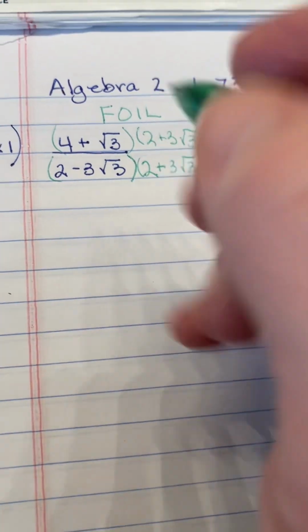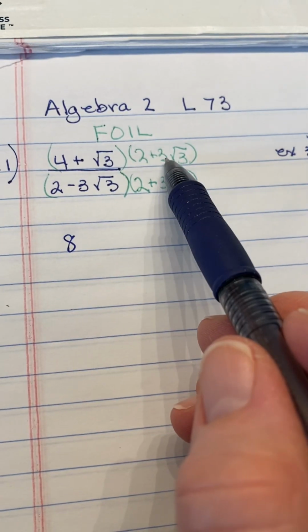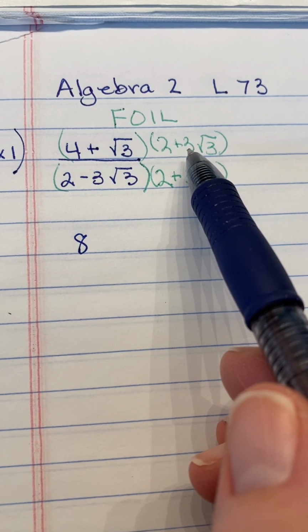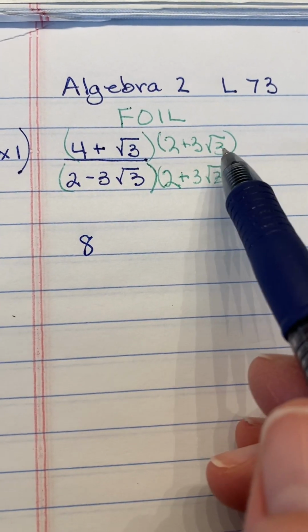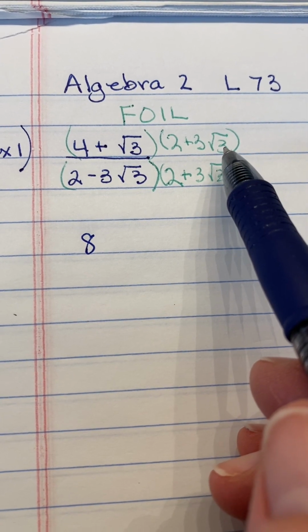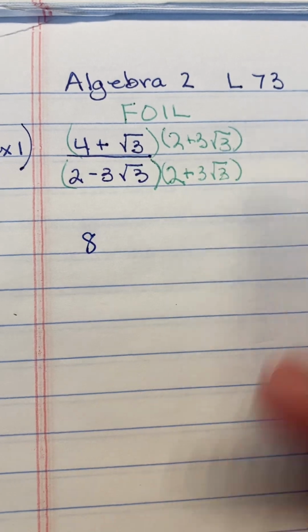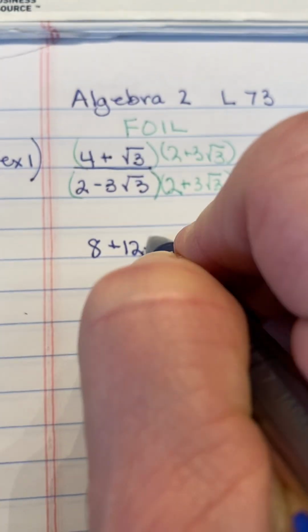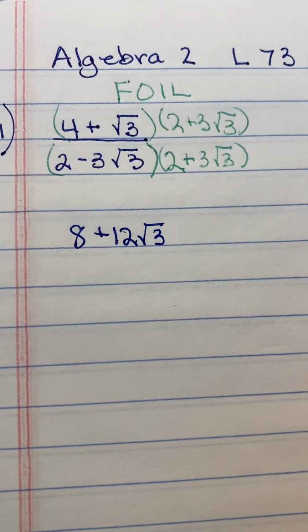4 times 2 is going to be 8. The outer, 4 times 3 root 3. The 4 and the 3 are regular whole numbers. That's what multiplies. This number in the radical is sort of like 3x. So 4 times 3x would be 12x, right? So we're going to have 12 root 3. That's how we multiply radical numbers.